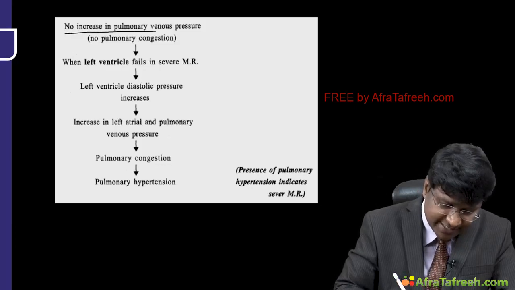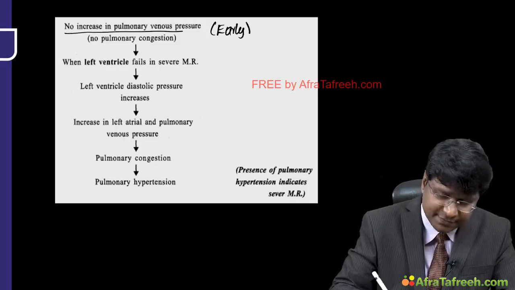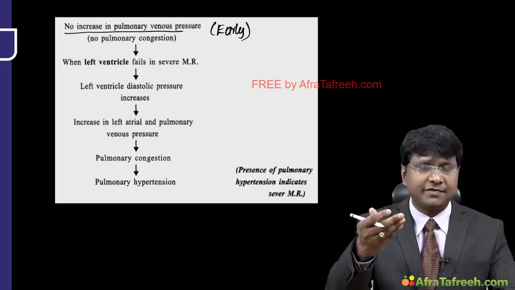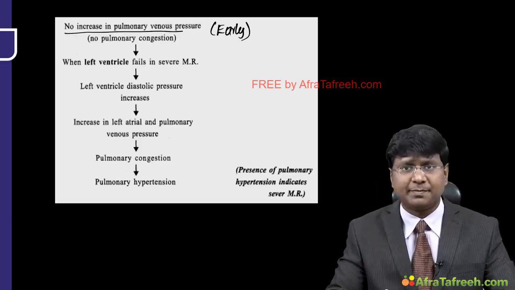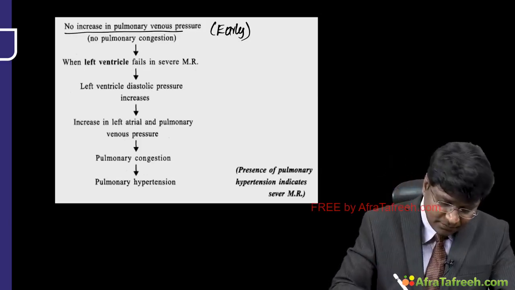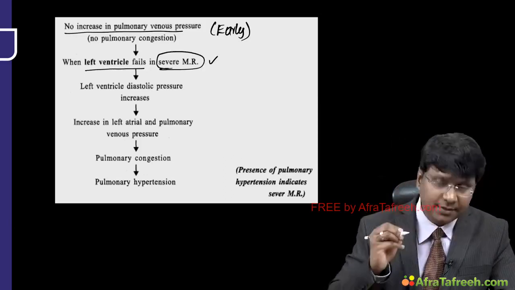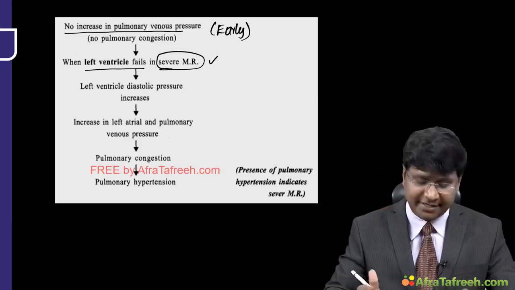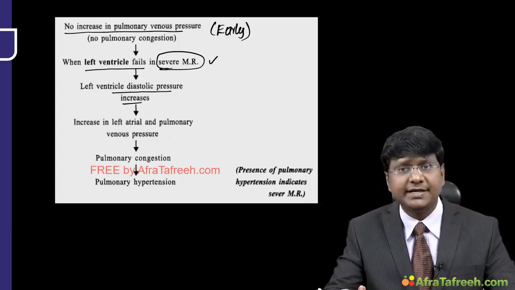And so in early stages, there is no increase in the pulmonary venous pressure, because whatever blood has entered the left atrium is returning back into your left ventricle, and there is no increase in your mean atrial pressure. But when the left ventricle fails in case of severe MR, what will happen? The left ventricular end diastolic pressure increases.